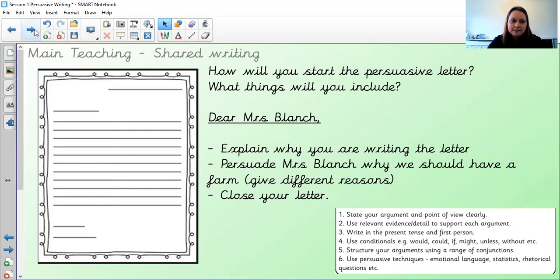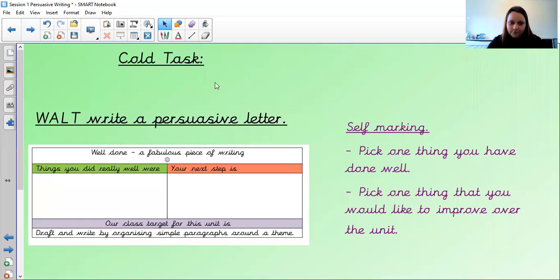You're just trying to write a persuasive letter. And then once you've had a go at writing your persuasive letter, you can mark it yourself. Now, if we were at school, I would obviously mark it in detail for you, but unfortunately we're not. But I think it would be really useful if you could carry out some self-marking. So I'd really like you to pick one thing that you think you have done well. Okay, and that will go in this green box here.